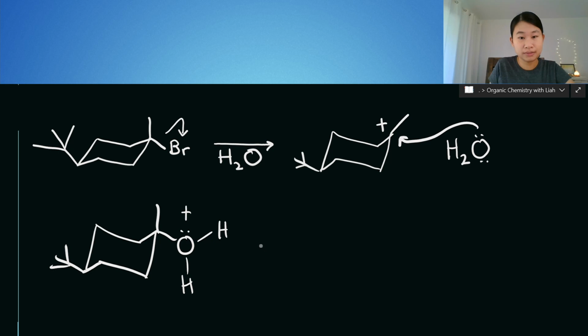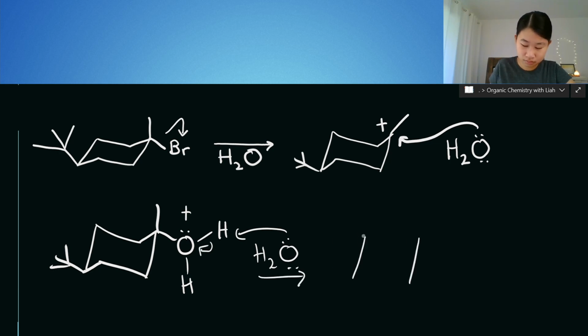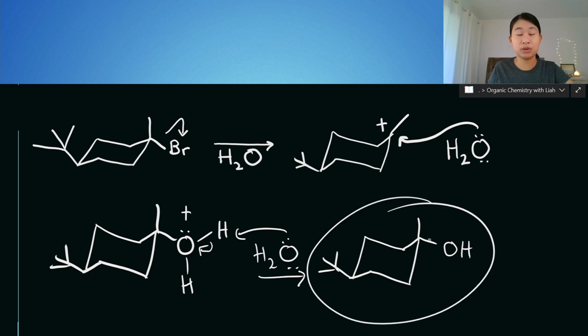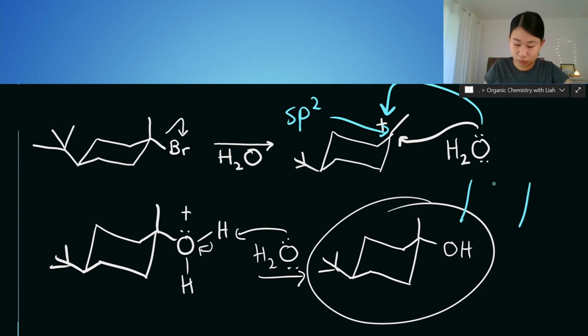Now we need to deprotonate, which will give us an alcohol. So this is going to be one of our products in which the OH group is equatorial down. Now remember, because this is an sp2 carbon, which means it's flat, the oxygen could have attacked from above. And so if it attacked from above, then another product we could have gotten is this one over here. And then we'll point the methyl group down.